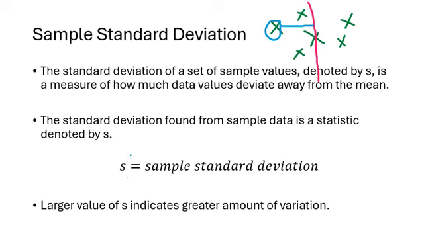Of course, we're going to use little s, which is the sample standard deviation. Since we have two means, one for the sample and the other for the population, we're going to have two standard deviations. But now let's concentrate on the sample standard deviation, because the sample mean doesn't have a lot of variation, so it's a very good way to represent the population. If you have a larger value of standard deviation, then you have a greater amount of variation.